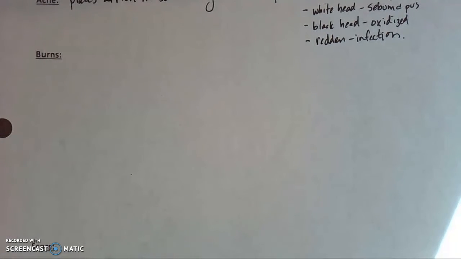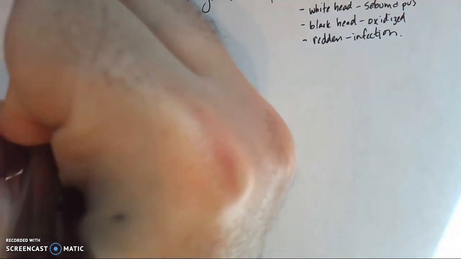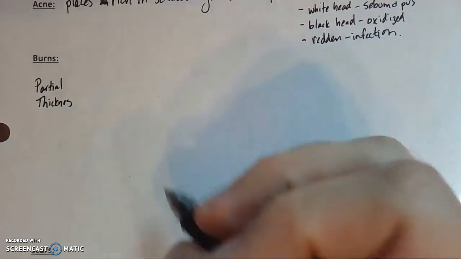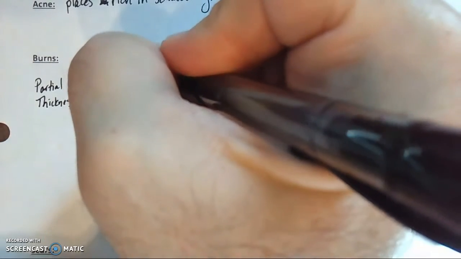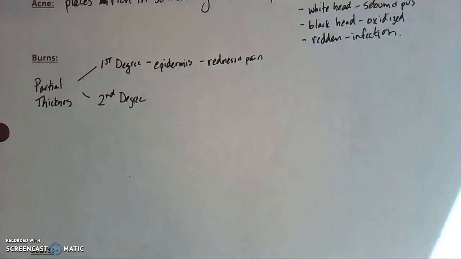So the first one that we're going to talk about are burns. And we can divide burns into two big categories, and then each one has two. So the first category are partial thickness burns. And the two types of partial thickness burns are first degree and second degree burns. First degree burns only affect the epidermis, and they usually cause redness and pain. So we have a little bit of pain transmission down into the dermis, but it really only affects the epidermis.